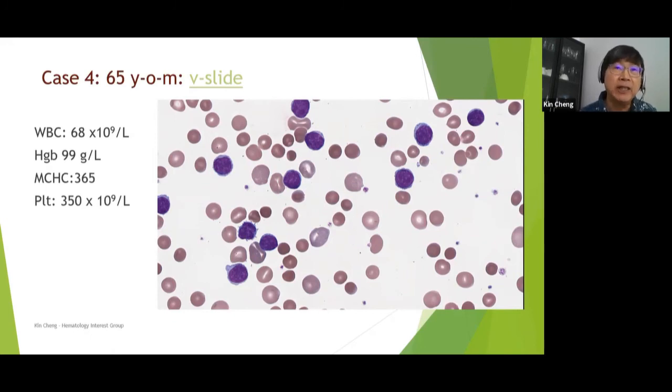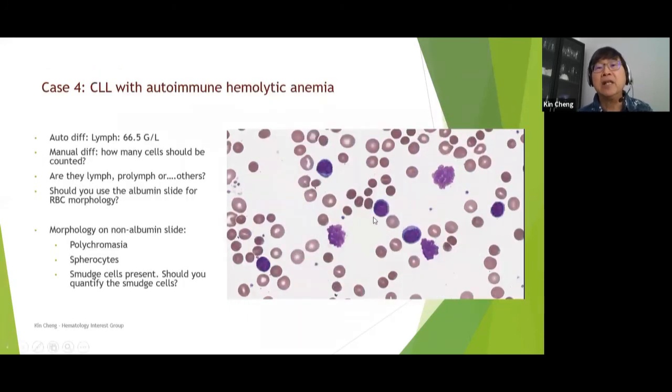I can finish the 100-cell differential within 30 seconds, because I can report this as 100% lymphocyte. Wrong, absolutely wrong. Because once you finish that slide, you miss out something very important here. In this case, there are lots of spherocytes that you missed out. These are the spherocytes, right?